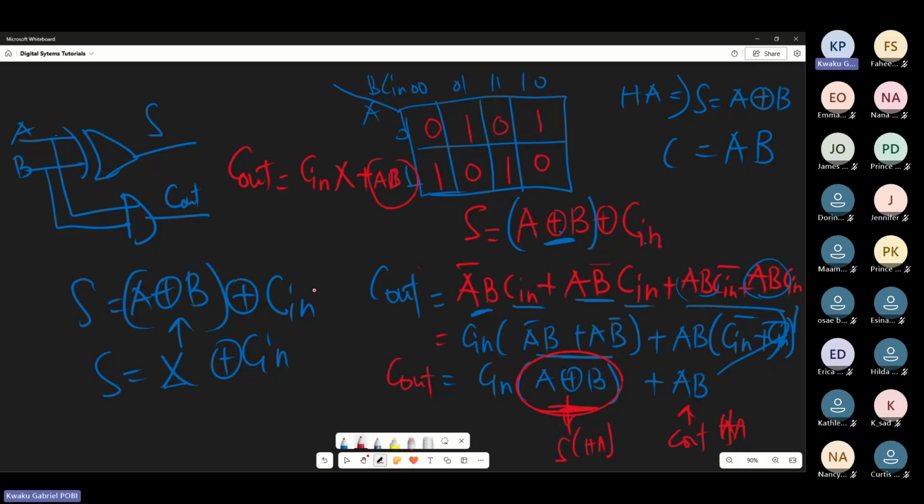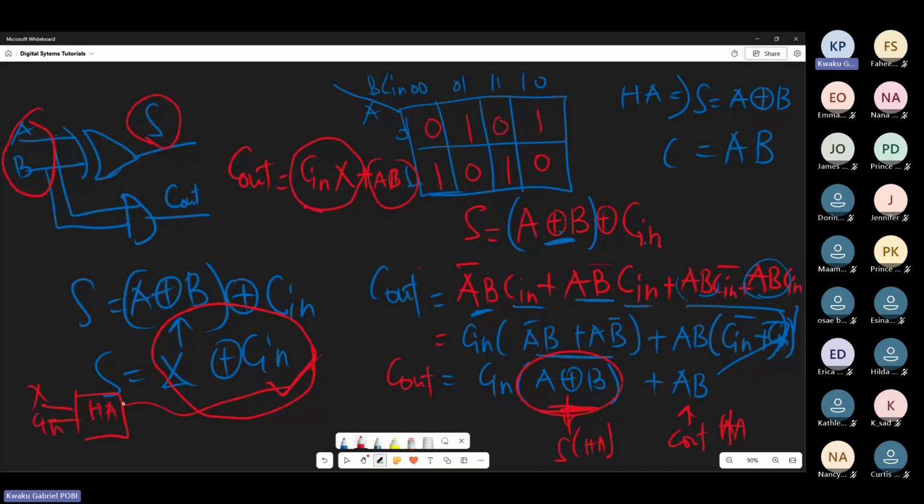Now let's forget about this AB for now and concentrate on these two. What can you see there? You can see that when I have a half adder of 2 inputs, when I want the sum, I will just XOR them together, and there it is. So here I'm seeing X and then C in as being inputs of a half adder. So meaning you have something like this, X and then C in into a half adder. I'll get a sum, which is this that you are seeing here.